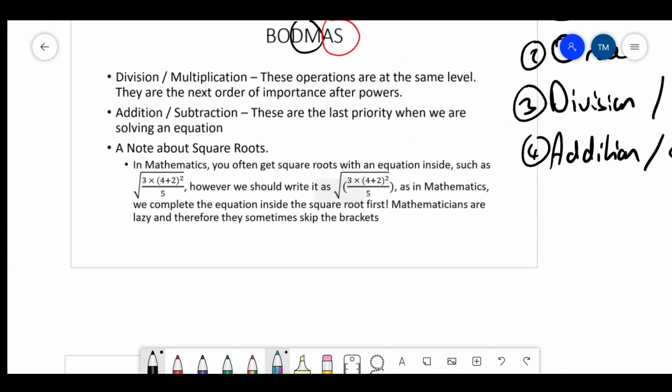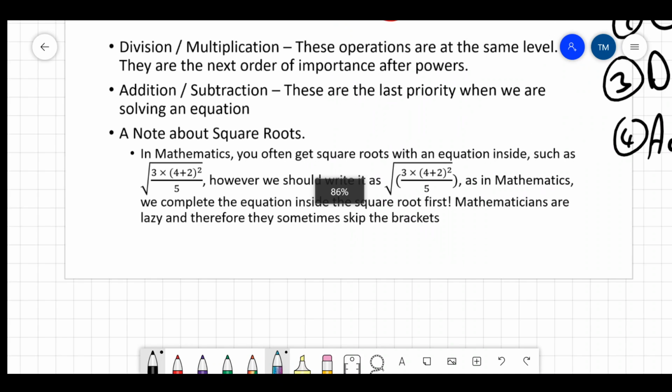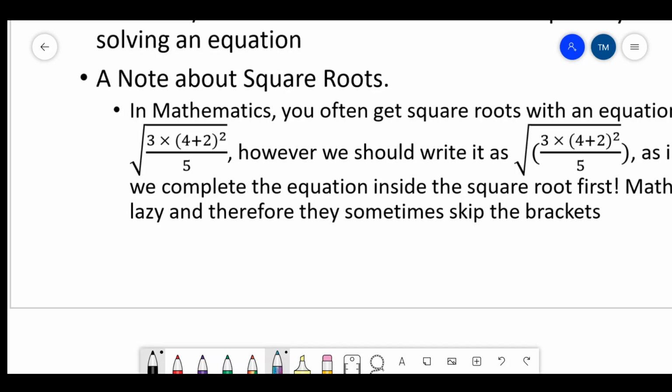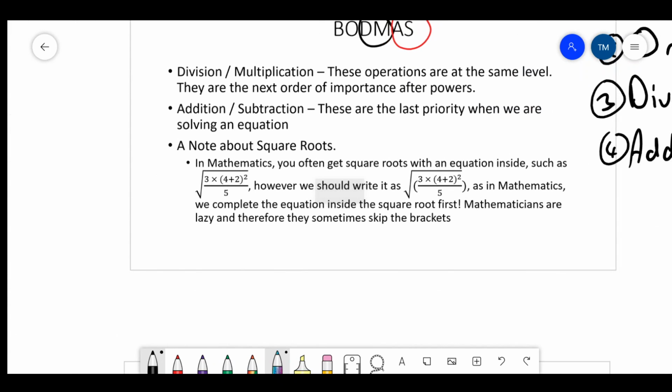Finally, a note about square roots. So often in mathematics, you will have a square root with an equation inside of it. So for example, in this one, we have 3 times 4 plus 2 squared divided by 5. If you think about square roots, the square root of a is the same as a to the power of a half. So you would think that the square root is done as a second operation. However, that is not the case.